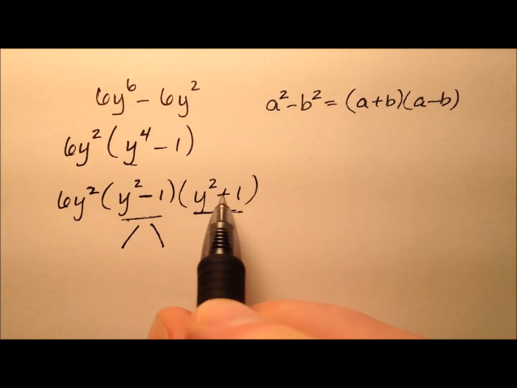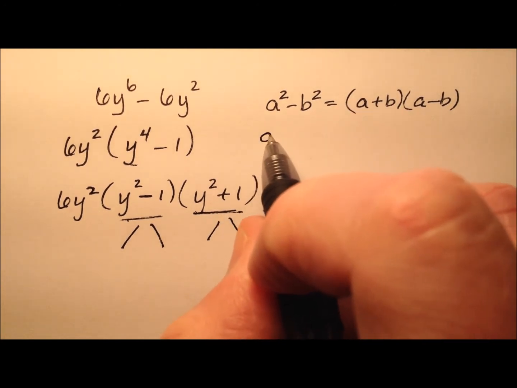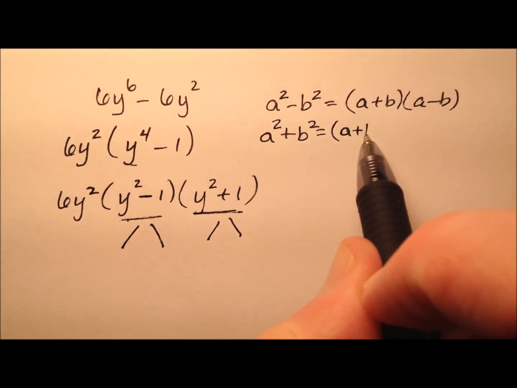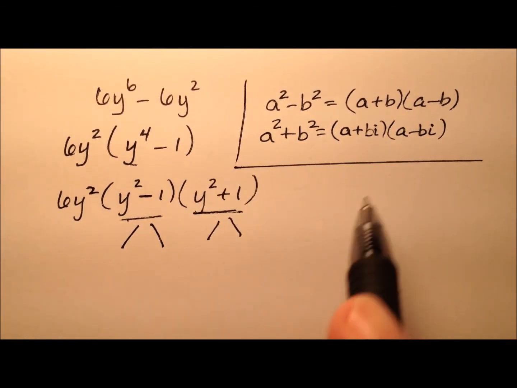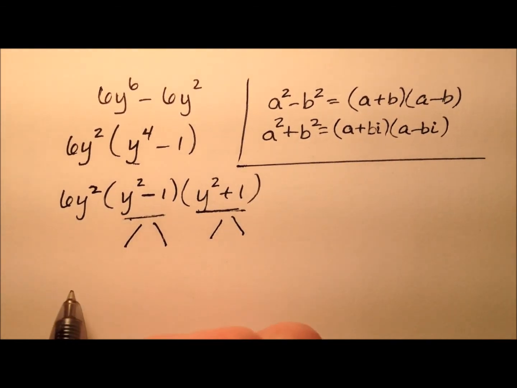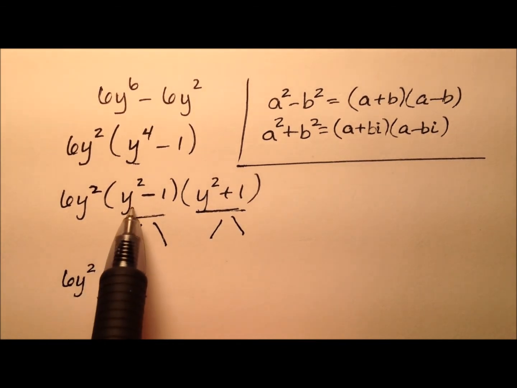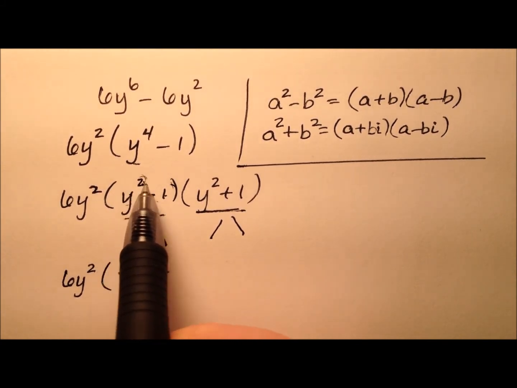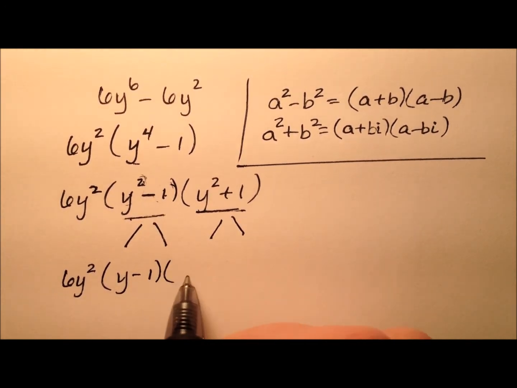Similarly, y squared plus 1 can factor over complex numbers because it looks like the sum of two squares. And that formula was a plus bi and a minus bi. Okay, so we can go ahead and use both of these formulas. So we have our greatest common factor, which was 6y squared. Now y squared minus 1, we need the square root of both terms. So the square root of y squared is y, and the square root of 1 is 1. So y minus 1 and y plus 1.